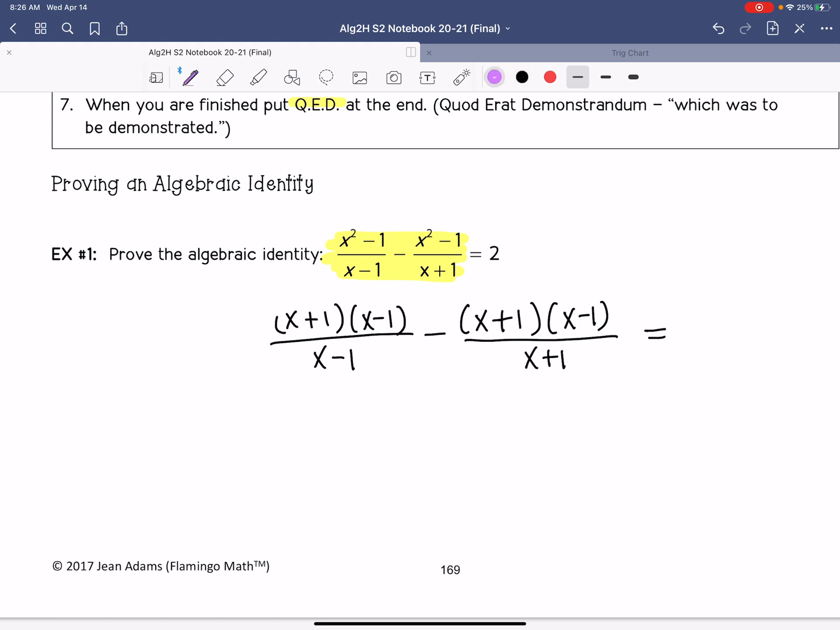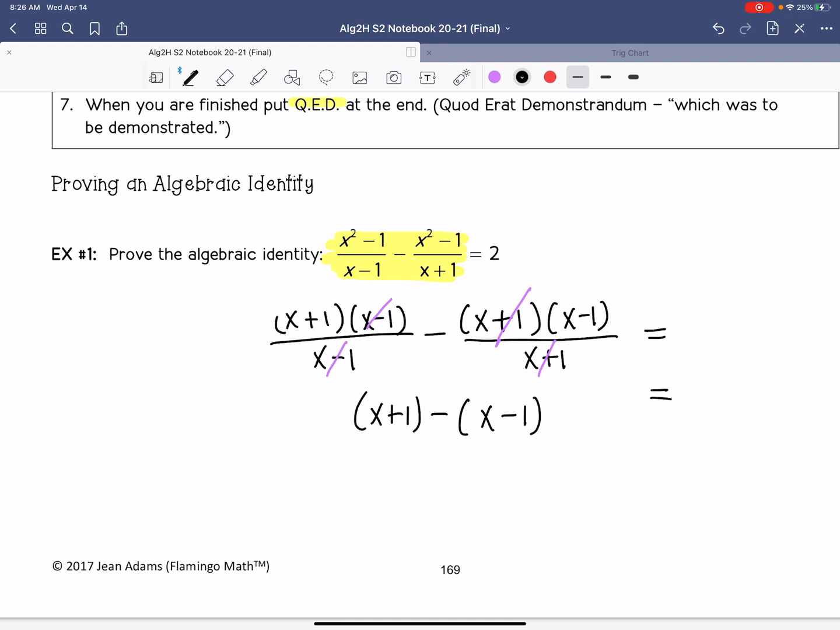Now I can clearly see that I will be able to cancel these. So now I have x plus 1 minus (x minus 1), which equals, again just putting that equals, and I'll line up my equals, which equals.